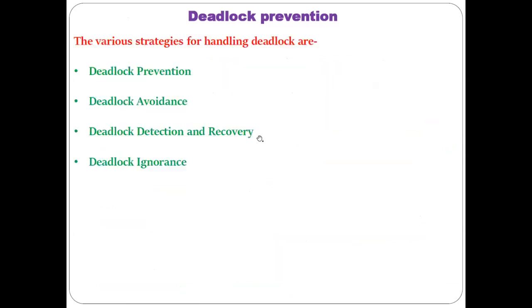Now what we have to discuss is how this deadlock can be handled. Can we prevent the deadlock before it occurs, or even after the deadlock occurs, can the system recover from it? There are different things we are going to discuss today. So today we will discuss the first technique and also the second. First is deadlock prevention, how we can avoid the deadlock.